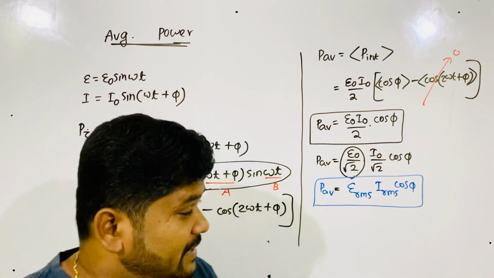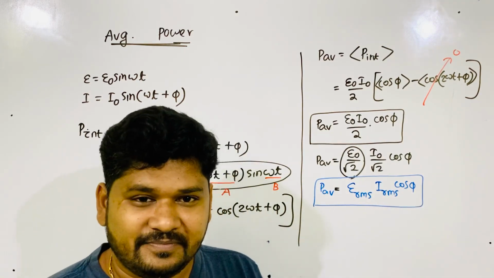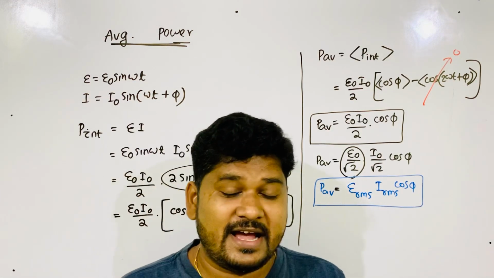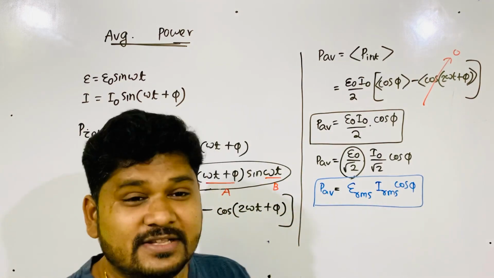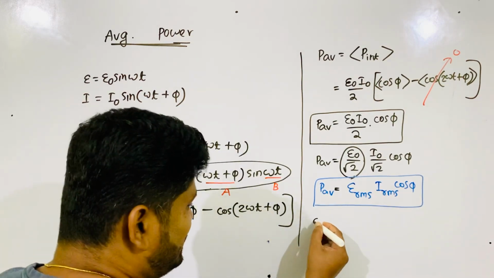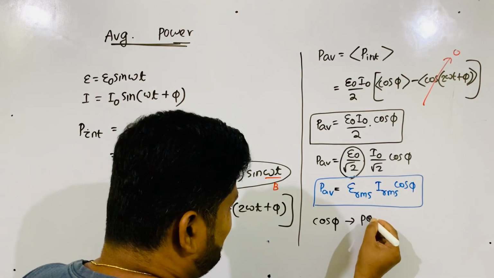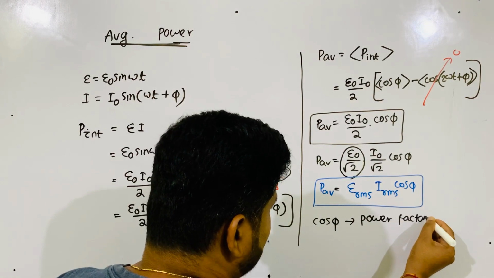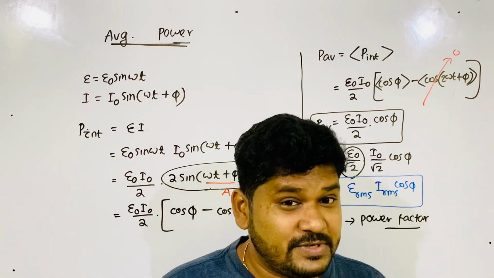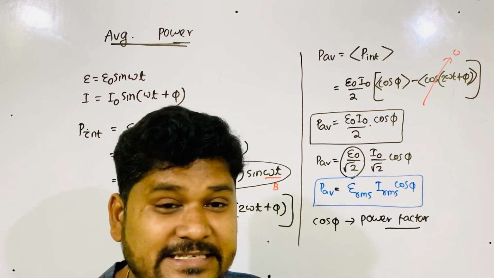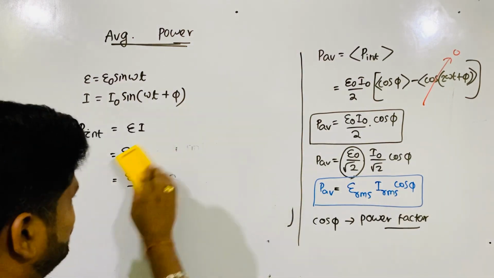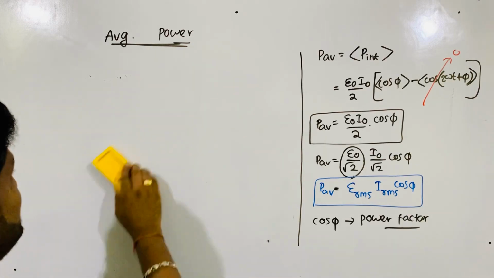But one cos phi is coming here. Cos phi has more importance because that decides the power in the circuit. Do you know what its name is? Accordingly, we have given cos phi the name power factor. This cos phi is called the power factor, which decides what the average power will be in an AC circuit. Now let's discuss this power factor more. How do we get the value of power factor?